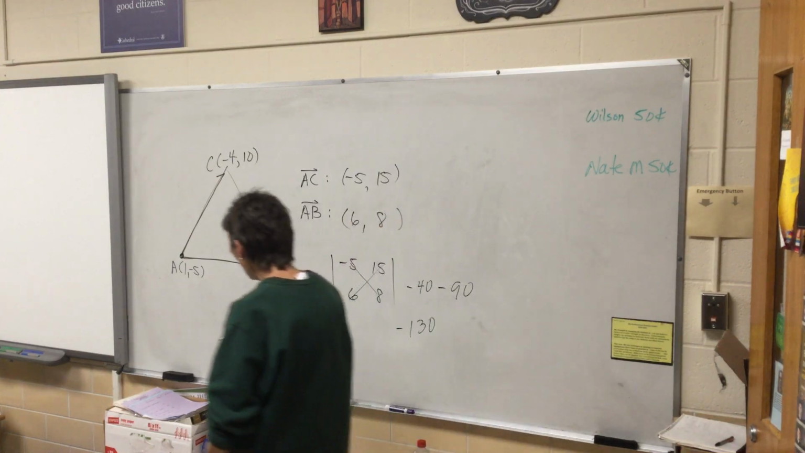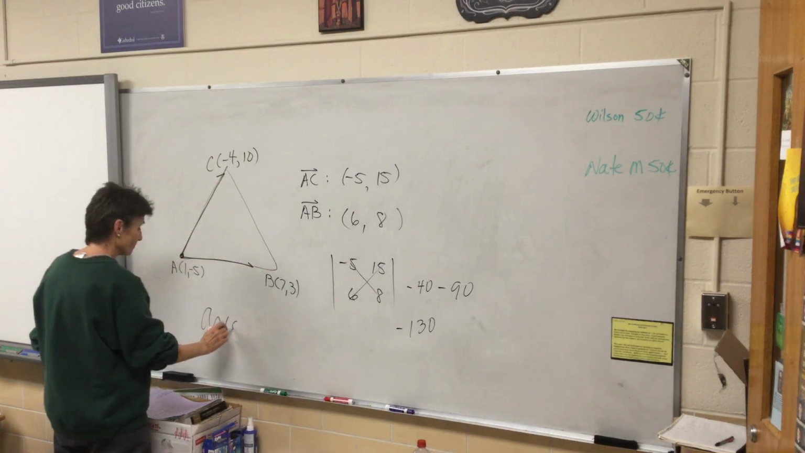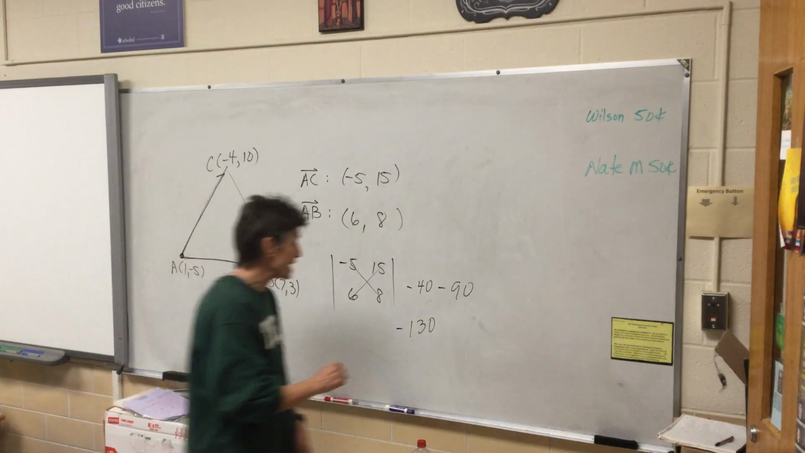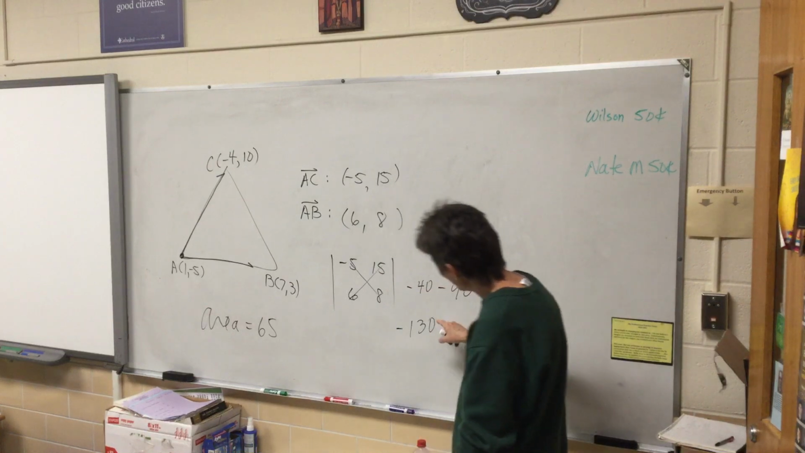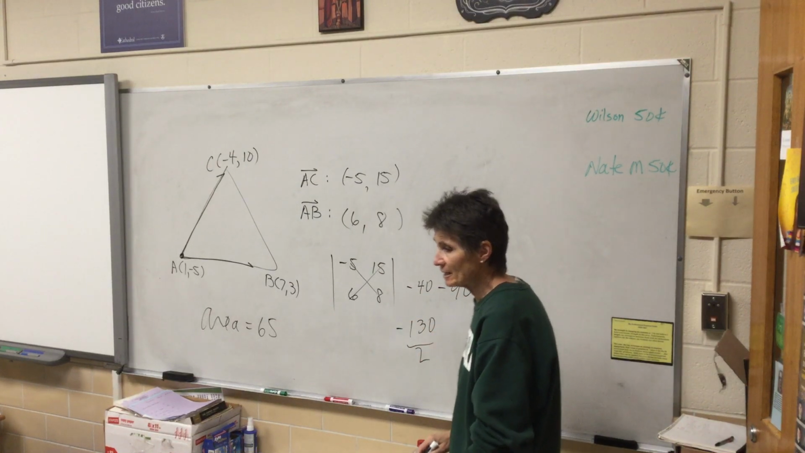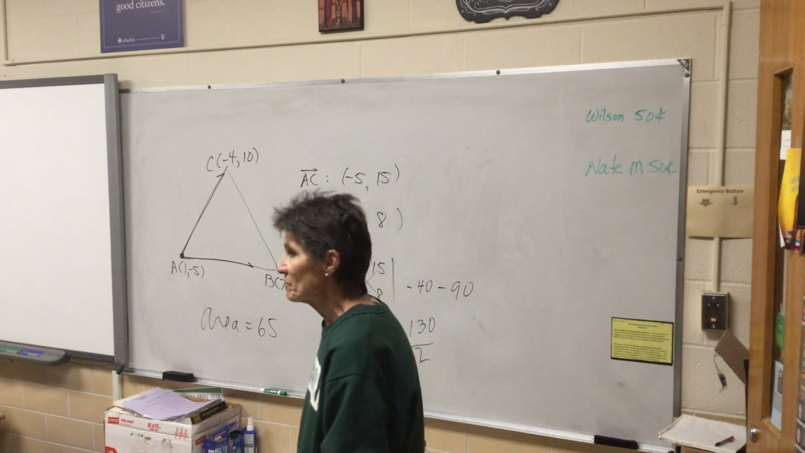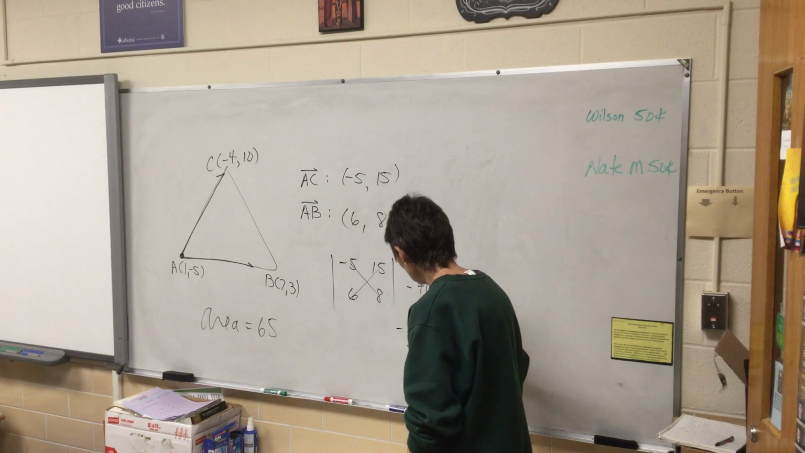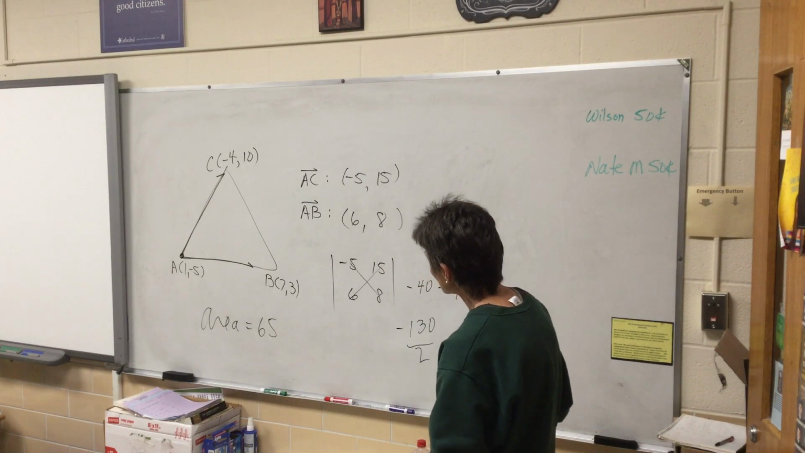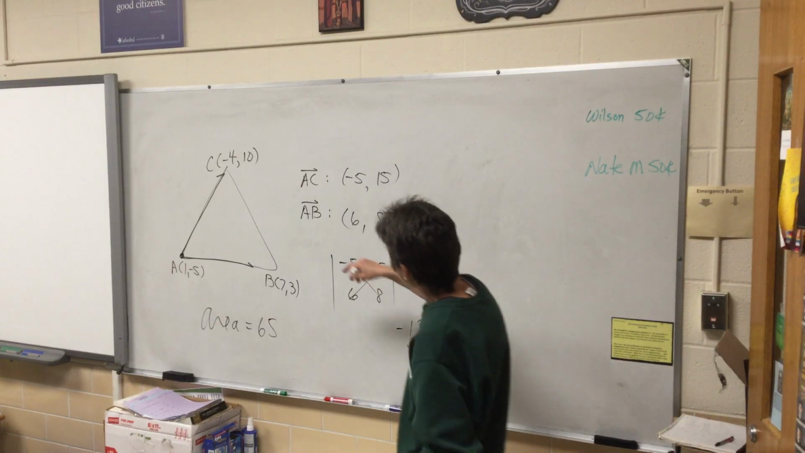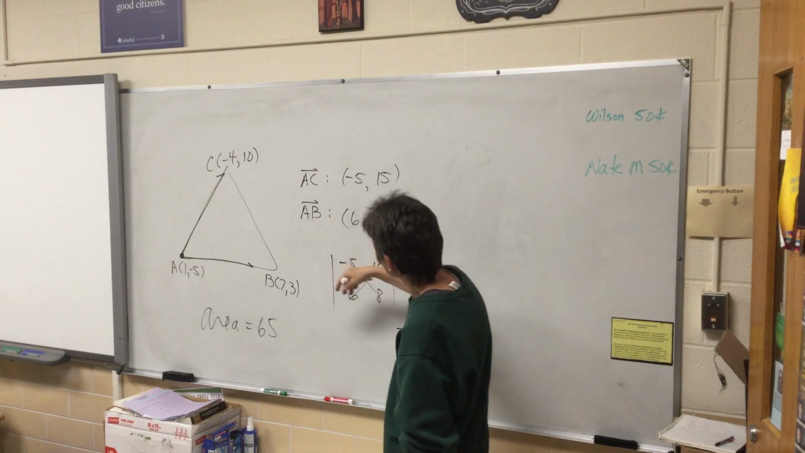So the area of the triangle is 65, because the area will always be the absolute value of the determinant divided by 2. So since I got a negative, I'm going to go ahead and make that a positive, and then divide by 2. Before you start freaking out about that, remember, I did these vectors in random order.